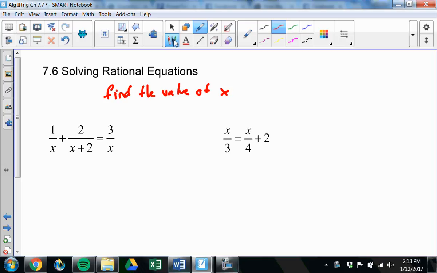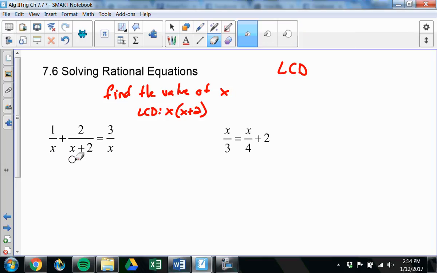I still need common denominators. The LCD is going to be the main task for all this. Find the lowest common denominator. With this problem here, every term has either an x or an x plus 2 in it. So the LCD of this equation is x times x plus 2. And I don't want to distribute that. I want to leave that the way that it is.